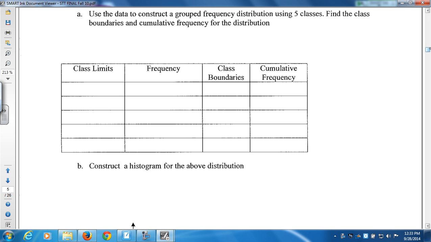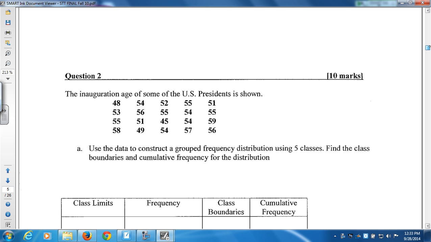Now this question uses data to construct a grouped frequency distribution using 5 classes. So here is the data. I'm giving you the inauguration age of some of the US presidents. I don't care about all this. I just care that I have quantitative data, and I want to construct a grouped frequency distribution with 5 classes. So that's another design problem.